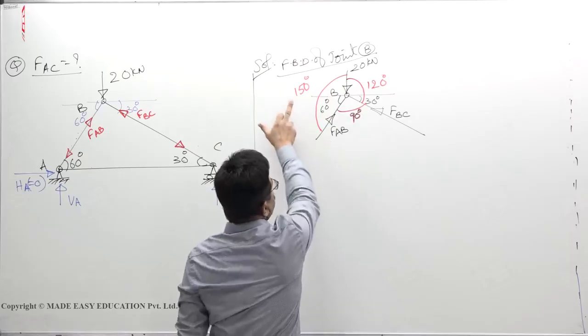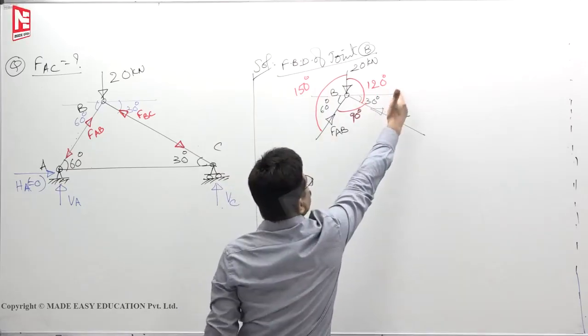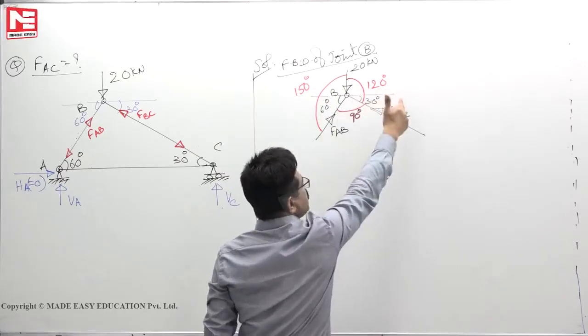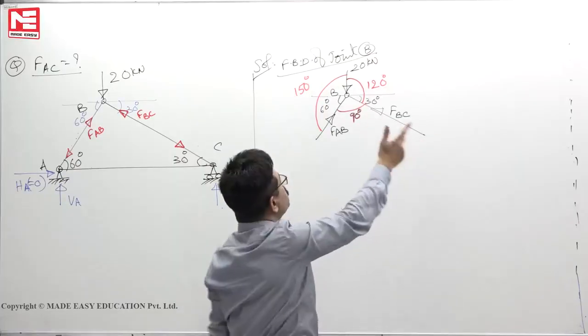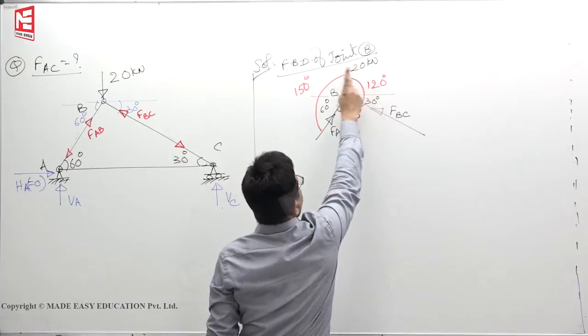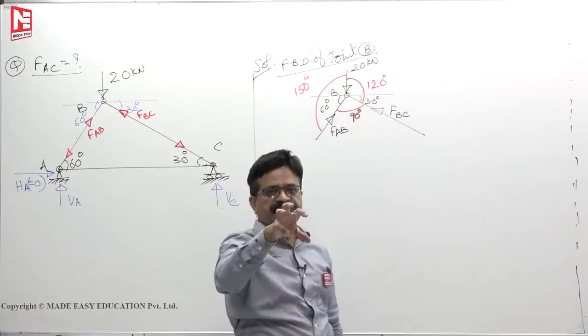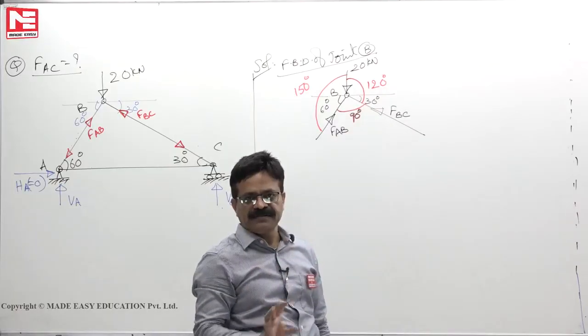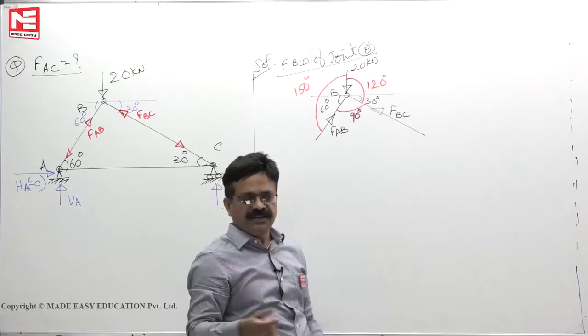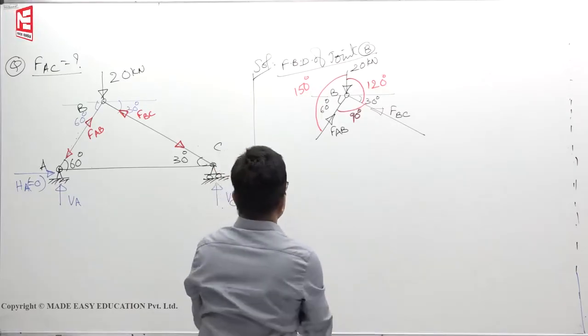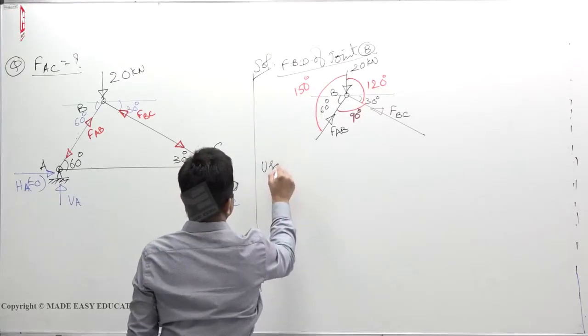FAB is surrounded by 150, 90. Opposite angle is 120. So, FAB by sine of the opposite angle must be equal to 20, which is surrounded by 150, 120. Opposite angle is 90. Force by sine of the opposite angle should be equal. So, that is what the sine rule is.